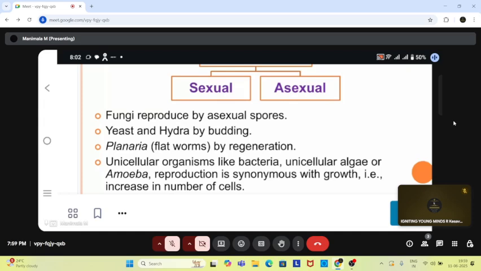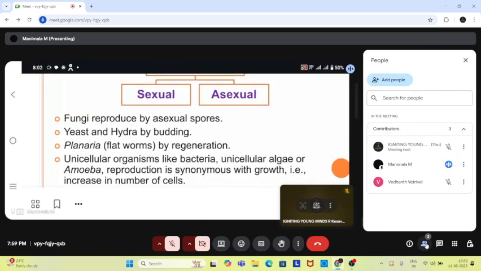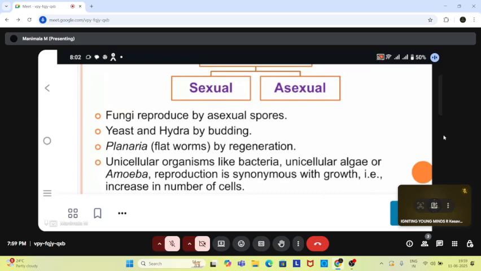When we see yeast, it undergoes budding. Within a minute, it can produce a large number of cells. Small buds are formed, a chain of buds is formed on the surface, and later they grow into new individuals. That is an example of budding.